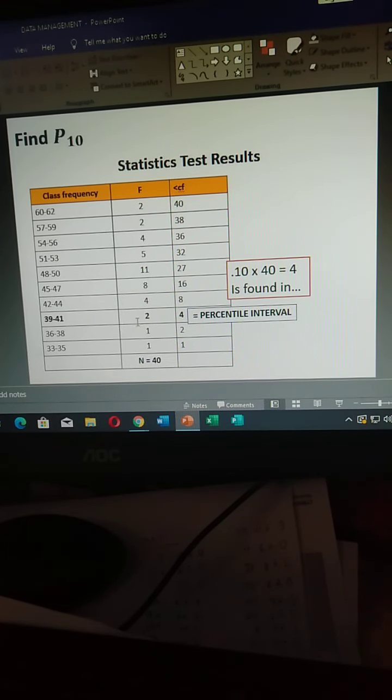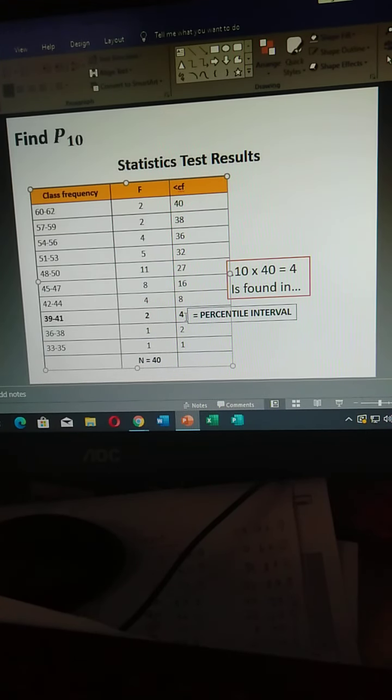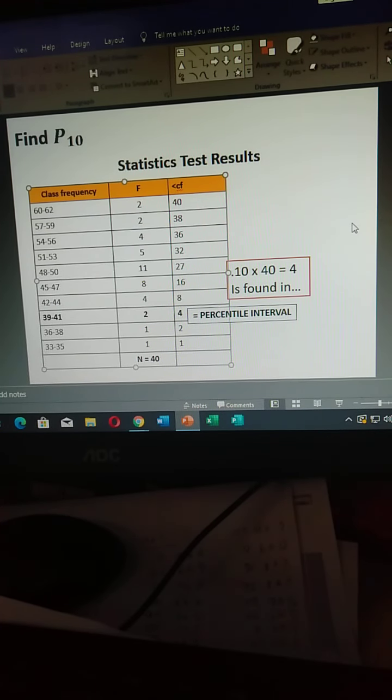Nakikita niyo ba si 4? Yes, andito si 4. Sa pagkuha ng kung saang percentile interval tayo, huwag kayong kukuha kay frequency. Lagi kayo mag-focus kay cumulative frequency, guys. So, si 4 is andito, saktong-sakto. Kung wala si 4, suppose 5 ang andyan, 5 ang magiging percentile interval natin, kasi doon na touch yung 4 na mas malapit. Okay, so since 4 na equal naman, so ito yon, diba?